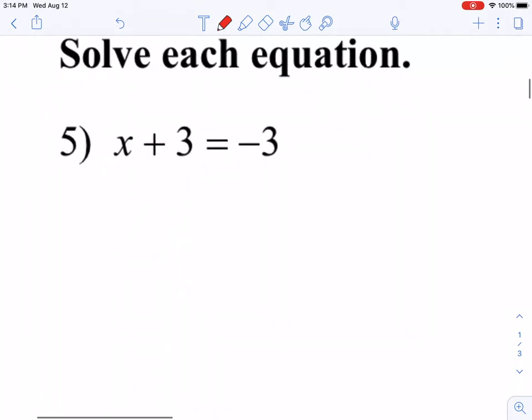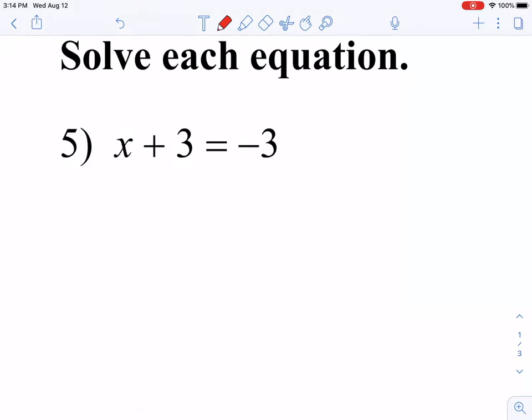Okay, number 5. This is a one-step equation. So on a one-step equation, I'm trying to get the variable, in this case x, by itself, which means I need to move whatever terms are on the same side of the equal sign with it. In this case, I need to move this 3. It is a positive 3. It is adding. So we do the inverse or the opposite operation. So the opposite of adding 3 is subtracting 3. So we are going to subtract 3 to both sides.